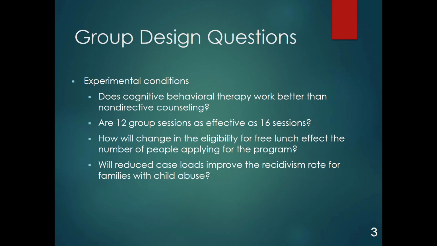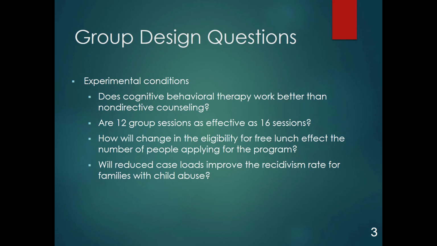Another question could be whether 12 group sessions were as effective as 16 sessions. How will a change in eligibility for free lunch affect the number of people applying for the program? Will reduced caseloads improve the recidivism rate for families with child abuse? So usually with group designs, you either have two groups or you're looking at two different tests, for example, if you do pre-test and post-test.